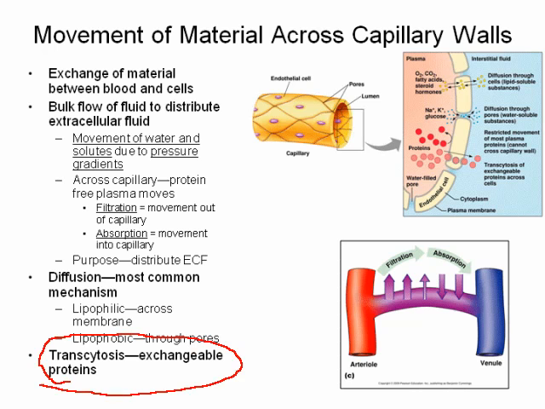It's also what's called transcytosis, where we have some proteins that are what we call exchangeable. That is, the endothelial cells will actually transport them across. But they're not going through pores, they're actually being carried across.